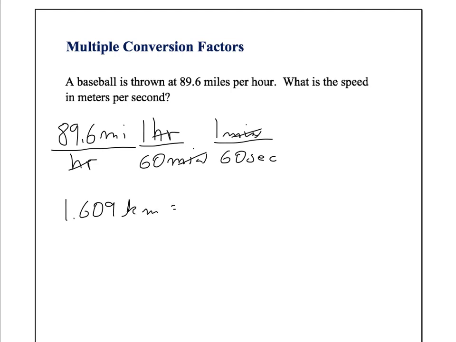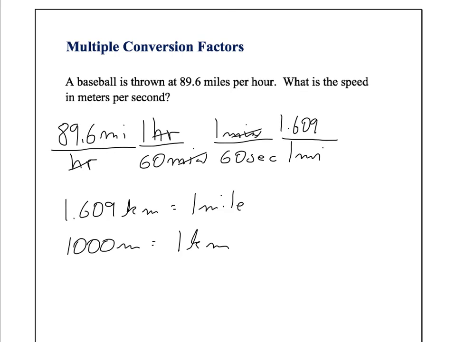Now we need a conversion factor that will take us from miles into meters. If we look on the conversion table, we see that there are 1.609 kilometers in a mile, and we also know, or we look up, that there are 1,000 meters in a kilometer. And that gives us everything we need. So now, in the problem, notice that we're putting the miles in the denominator, and the kilometers goes in the numerator. And then we put meters on top, and we put kilometer on the bottom.